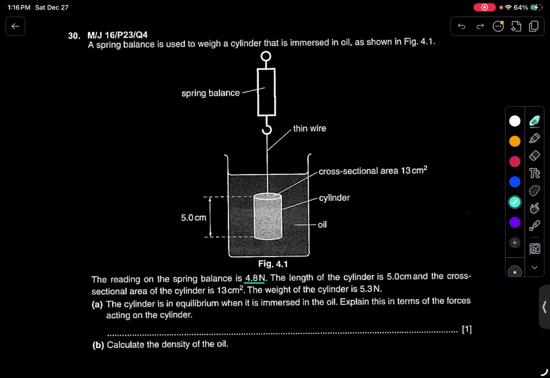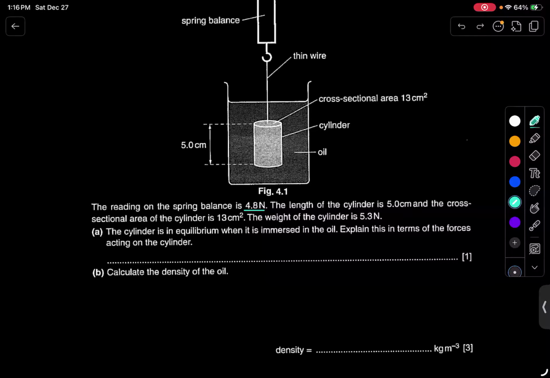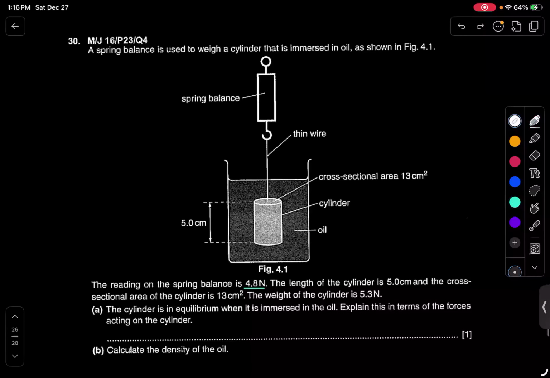Okay. Explain this term in terms of the forces acting on the cylinder. The cylinder is in equilibrium. Okay, so basically, there are three forces acting over here. Three? Yep, three. Yes, Aris, can you tell me what those three are?